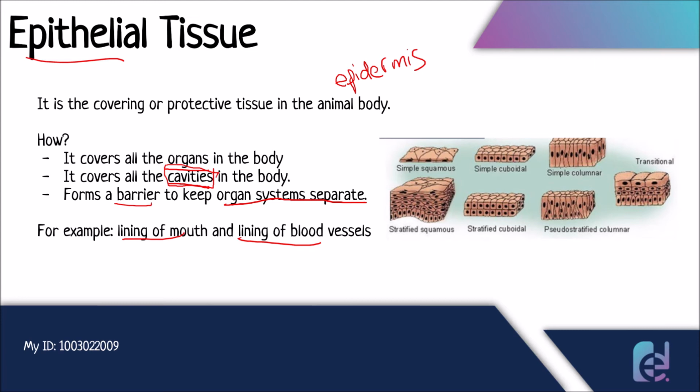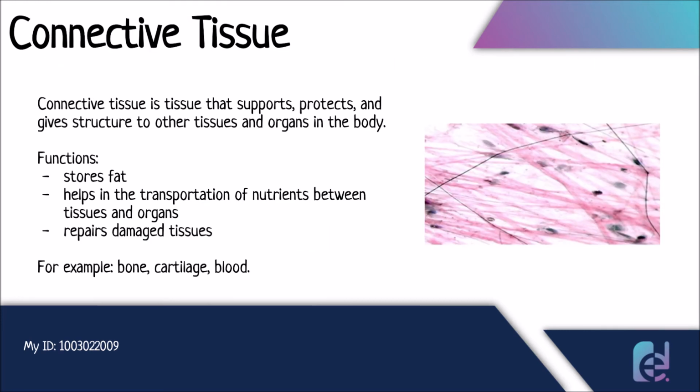Next up, we have connective tissue. Now, this might be new to most of you. Connective tissue is the support tissue, and it supports, protects, and gives structure to other tissues and organs in the body. So its functions include that it stores fat, it helps in the transportation of nutrients between tissues and organs, and it repairs damaged tissues.